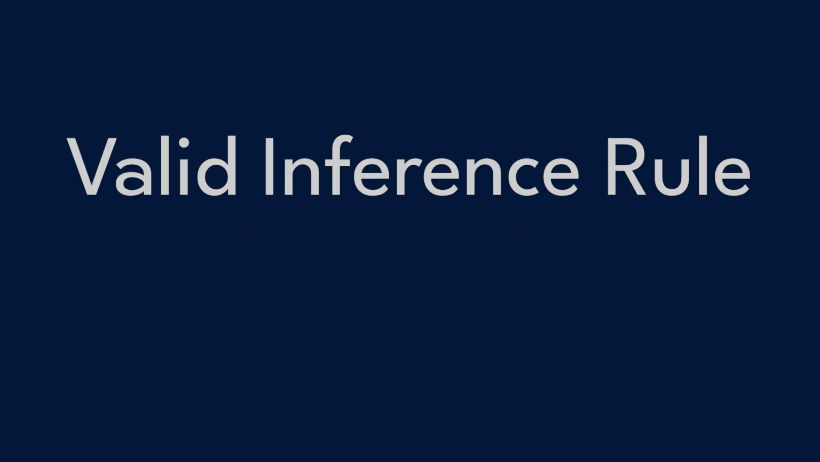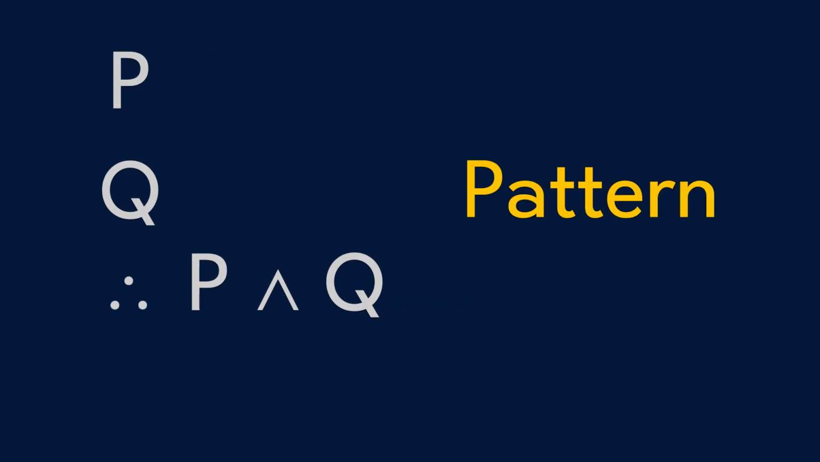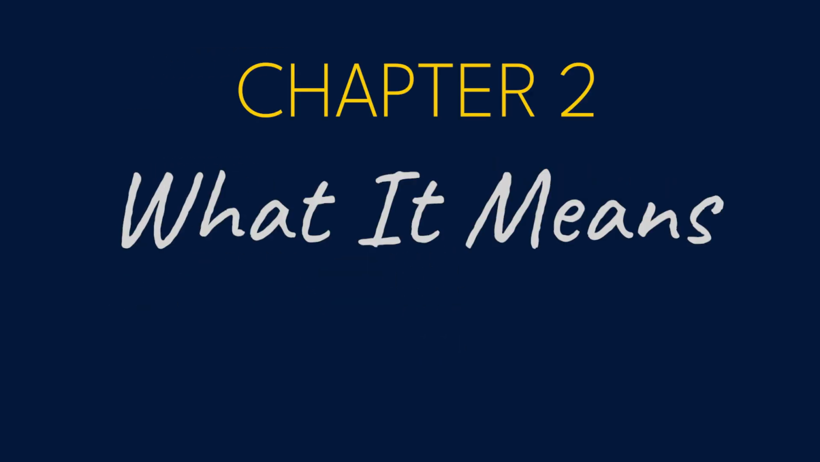Conjunction is a valid inference rule that looks like this. P, Q. Therefore, both P and Q. The model shows a pattern, a form. The first thing is true. The second thing is true. So you may infer both the first and second thing are true.